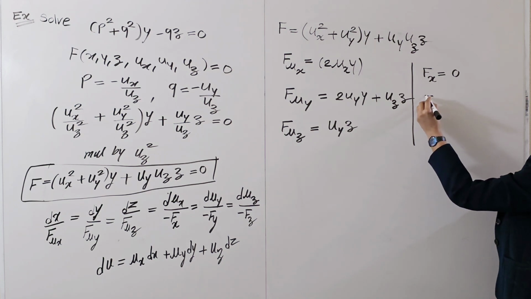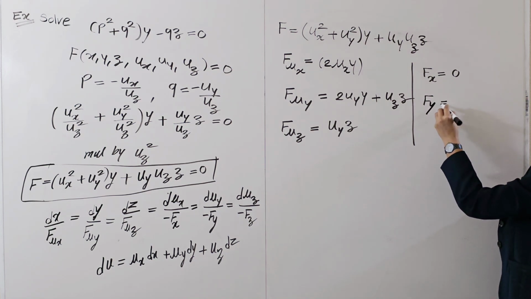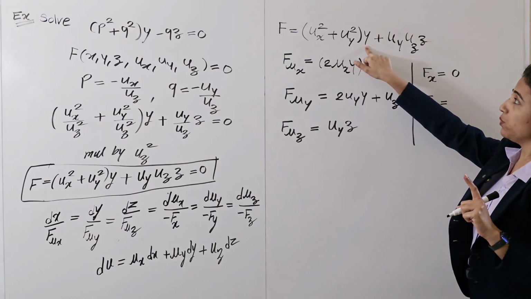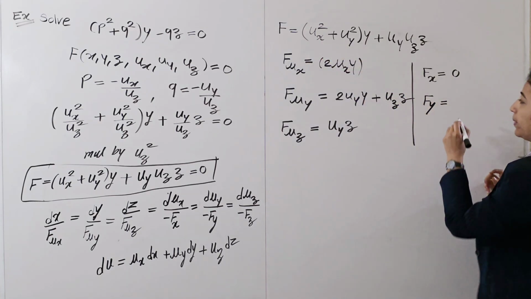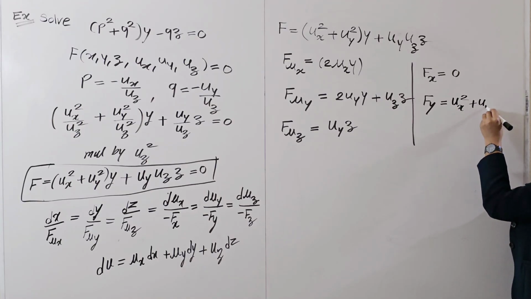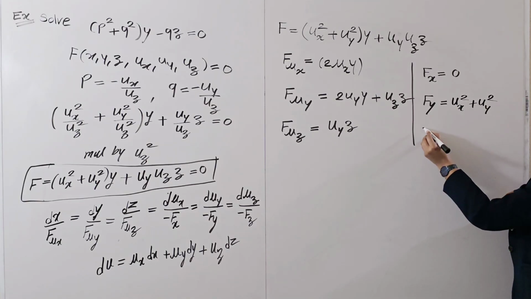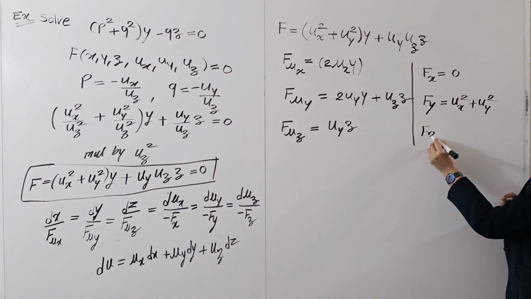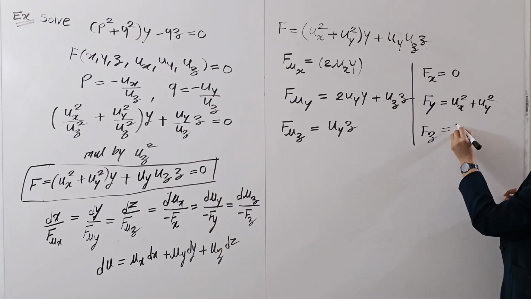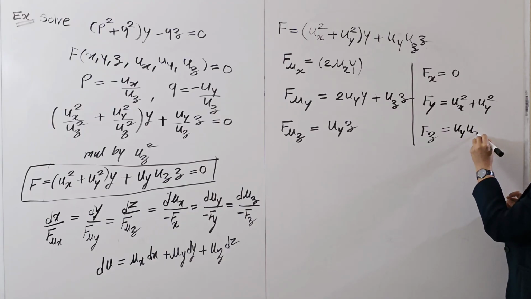Next, partially differentiate with respect to y. Y is contained here, so the derivative of y with respect to y is 1 and the multiplication bracket remains as it is, so u_x square plus u_y square as it is. Now next find the partial derivative with respect to z. Z is contained here in the last term, so it is u_y u_z.